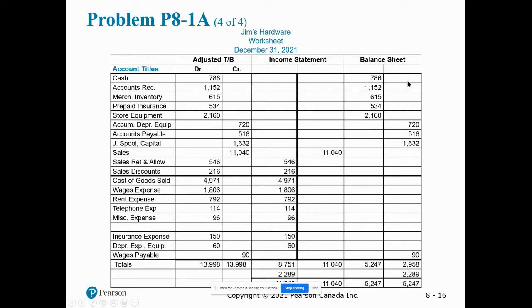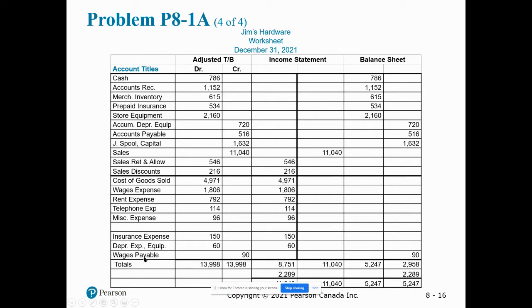We take the asset accounts and we record them where they belong. We take the equity and liability accounts and record them. When we get into the sales, now we start putting them into the income statement side. Sales return is a contra revenue account. Sales discounts is a contra revenue. Then we have different expenses that go through.